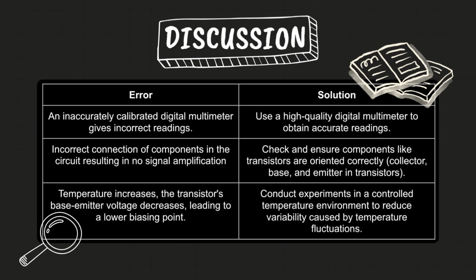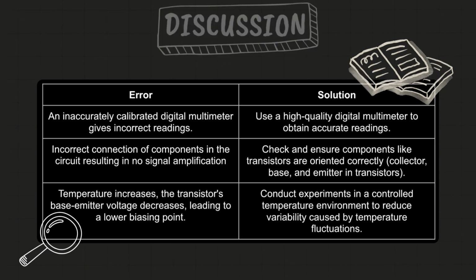The solution for the errors is to use a higher quality digital multimeter to obtain accurate readings. Next, check and ensure components like the transistor are oriented correctly: collector, base and emitter. Lastly, conduct the experiment in a controlled temperature environment to reduce variability caused by temperature fluctuation.